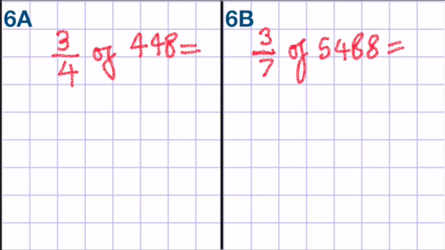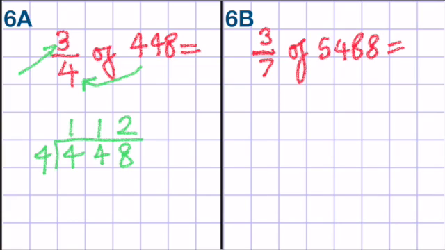For these, I would like you to find either for 6A or 6B, find the fraction of the number. Okay, so remember, to find fractions of a number, you divide by the denominator, then times your answer by the numerator. So first things first, we need to divide 448 by 4. 4 goes into 4 once. 4 goes into 4 once. 4 goes into 8 twice. So we divided by 4. Now we need to times 112 by 3.